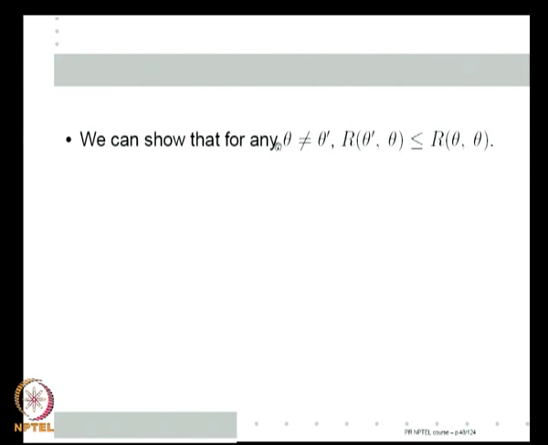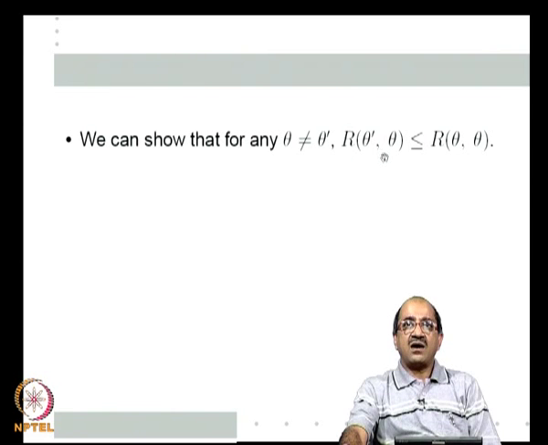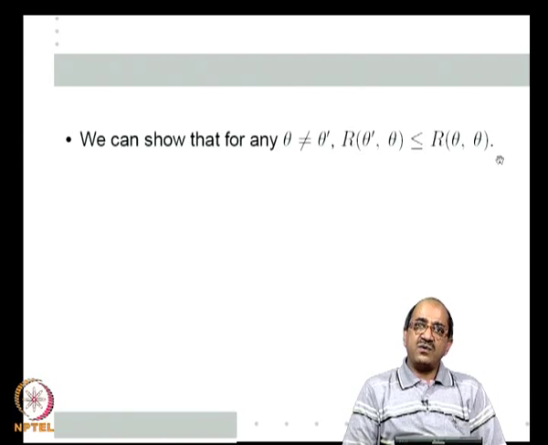We can show that for any theta not equal to theta prime, r(theta prime, theta) is less than or equal to r(theta, theta). That is, r will have its maximum when both its arguments are the same.